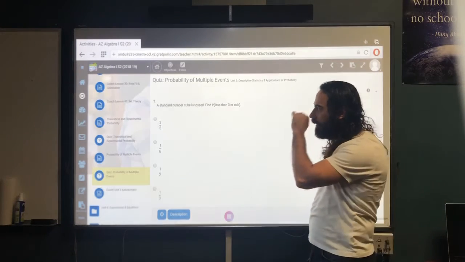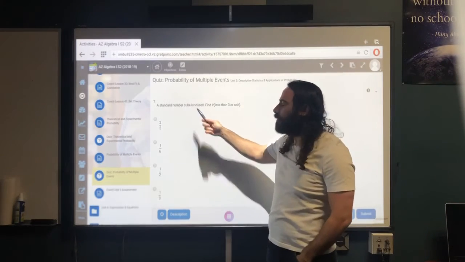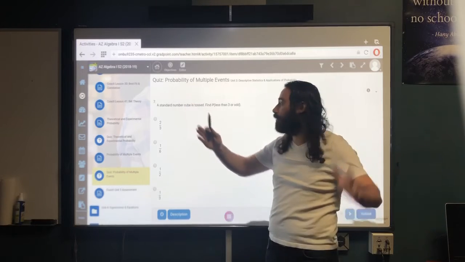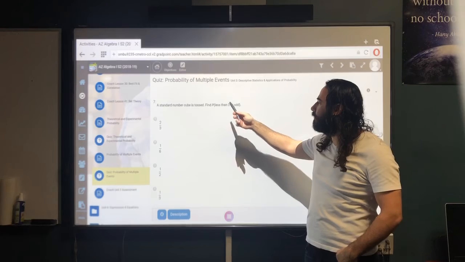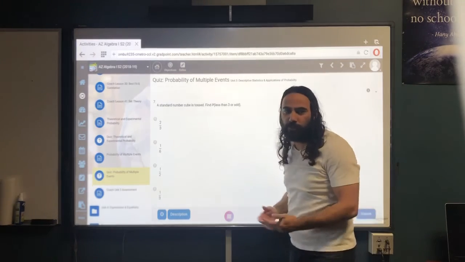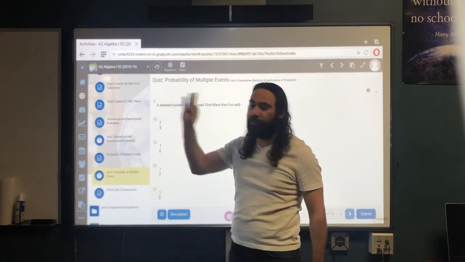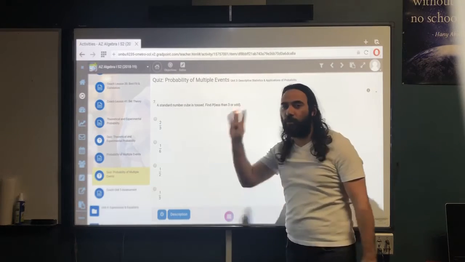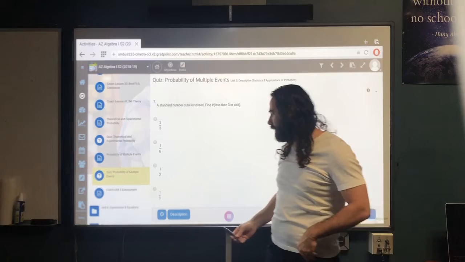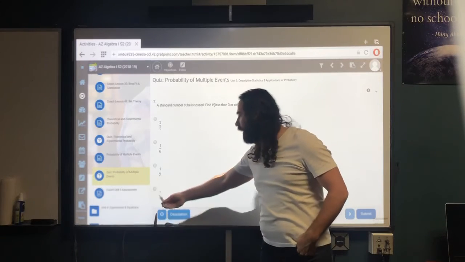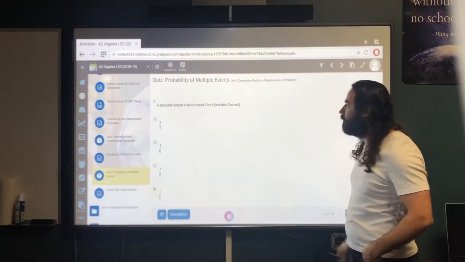I'll just explain it. A standard number cube is tossed. We say we have 6 numbers in total. He wants the probability that less than 3 are odd. So how many numbers do we have? Less than 3, we have the 2 and the 1. And odd, we have the 1, the 3, which we solved, and the 5, and that is it. So you solve it and you'll get the answer. I'm not going to say what is the answer.